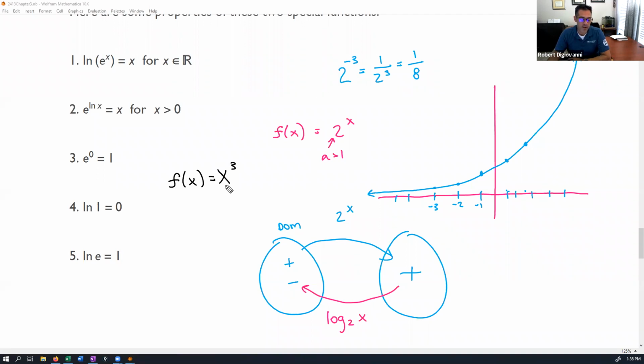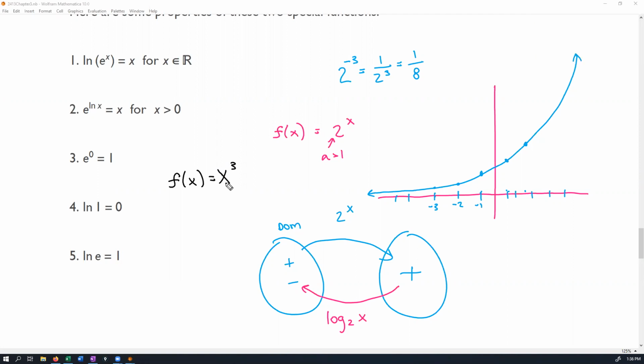The difference between an exponential function and a polynomial is where the variable appears. If the variable is down in the base, it's a polynomial. If the variable is up in the exponent, we call it an exponential function. That's where the name comes from. It's where the variable appears. Do you see the difference between the two?